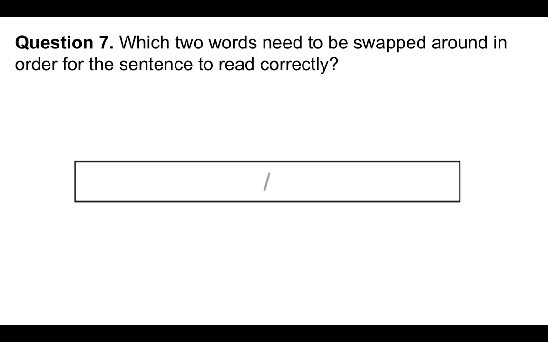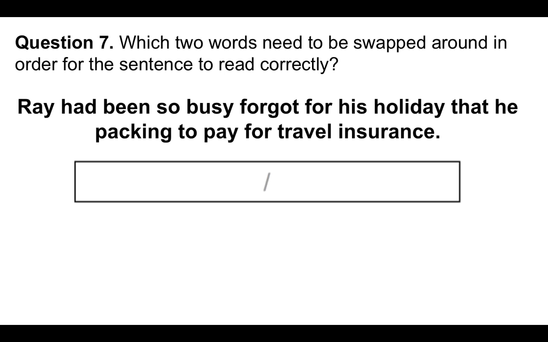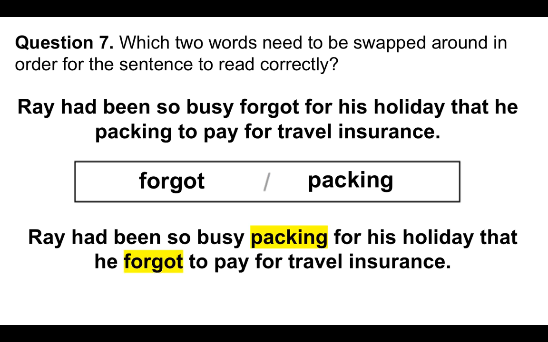Okay, moving on. Question 7. Which 2 words need to be swapped around in order for the sentence to read correctly? So this is kind of a verbal reasoning test question. Ray had been so busy, forgot for his holiday that he packing to pay for travel insurance. So the 2 words that I want to swap round are forgot and packing. And then it would make sense. Ray had been so busy packing for his holiday that he forgot to pay for travel insurance.